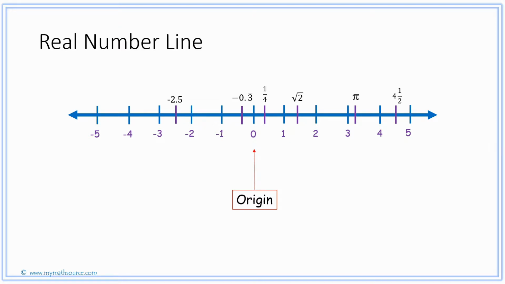Now, what you see is negative 2 and 5/10. You see negative 0.3 with the line on top, the vinculum. You also see the quarter, 1/4, square root 2, pi, and the mixed number, 4.5. And we're going to touch on more of what these numbers represent.